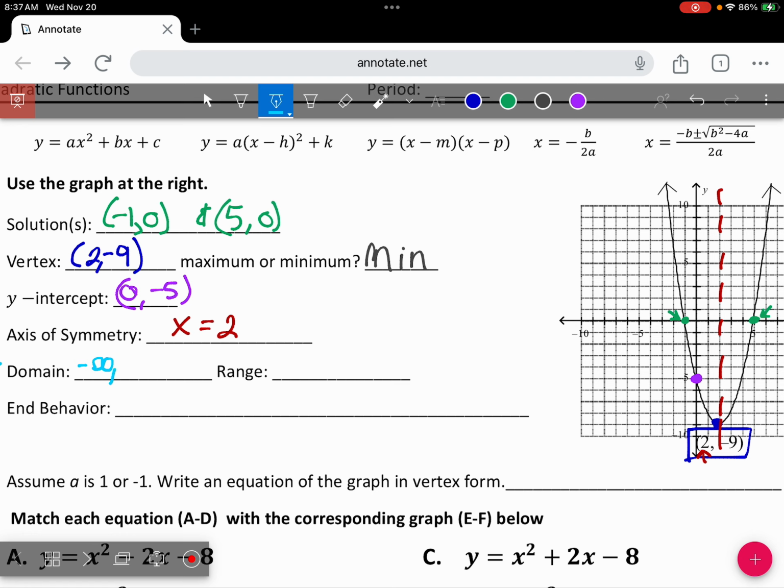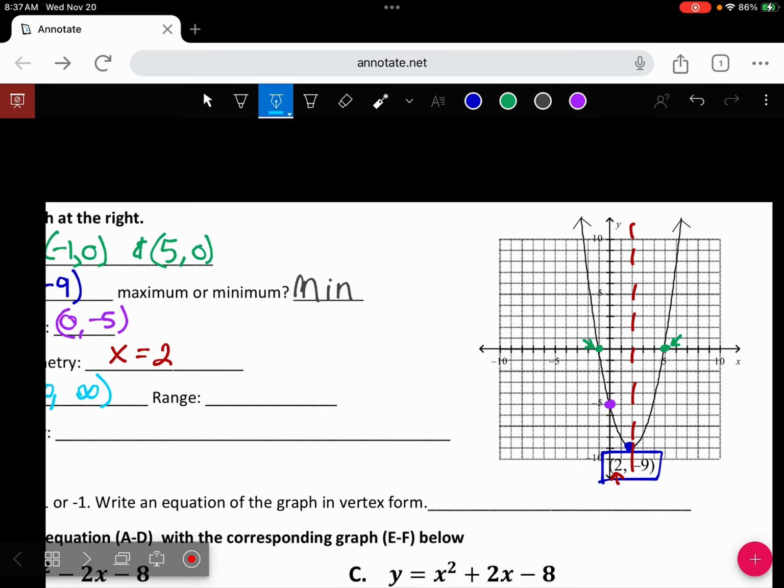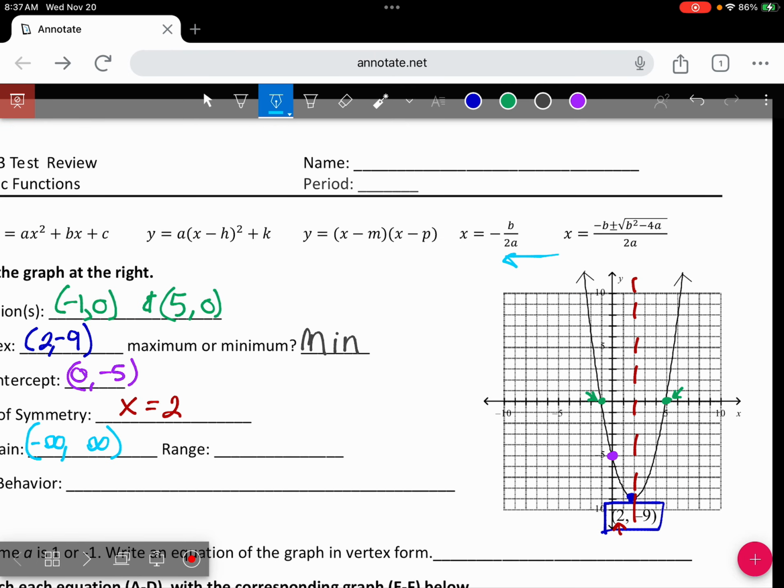How about to the right? Positive infinity. I can use all possible numbers in the existence of the universe. I could go from -infinity to positive infinity, and I could substitute an x in and get an answer out. That's not imaginary. So our domain goes from left to right.